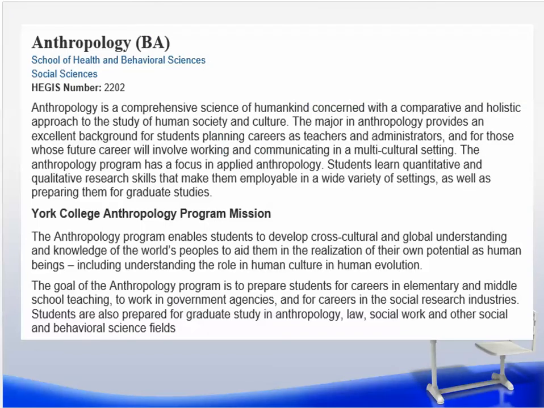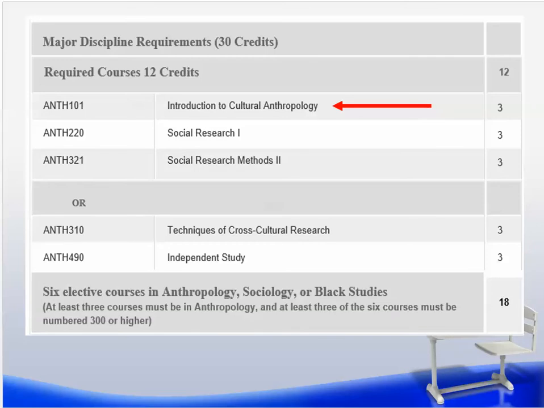Here, this is straight out of the catalog, which is for the anthropology program mission, and what anthropology is about at York College. Again, you can get this right directly out of the catalog. And the requirements for the major are 30 credits.